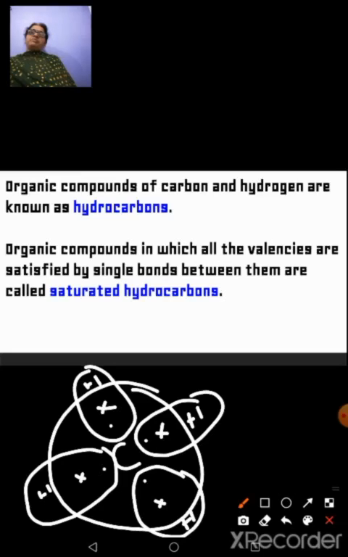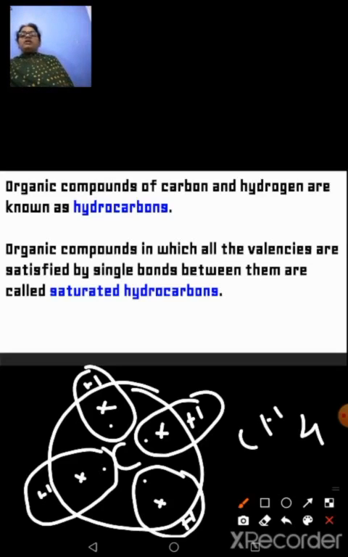This we have seen in the previous class also. So here carbon has 4 electrons in its outermost shell. Those 4 electrons are shared with 4 hydrogen atoms because hydrogen also has 1 electron in its outermost shell. So the hydrocarbon formed here is methane, which is represented as CH4, right? Carbon and hydrogen here, so it's a hydrocarbon.